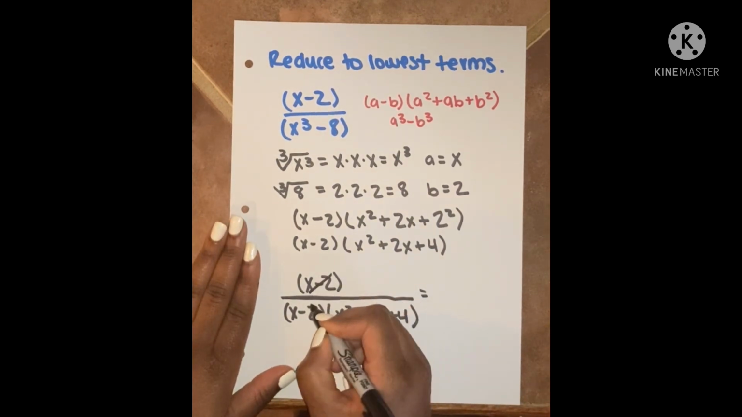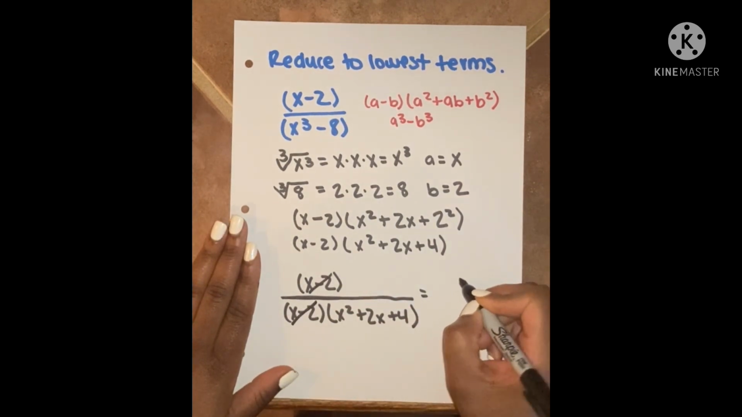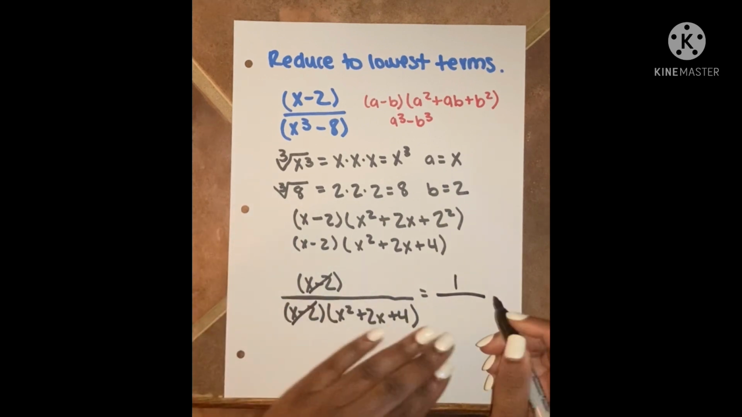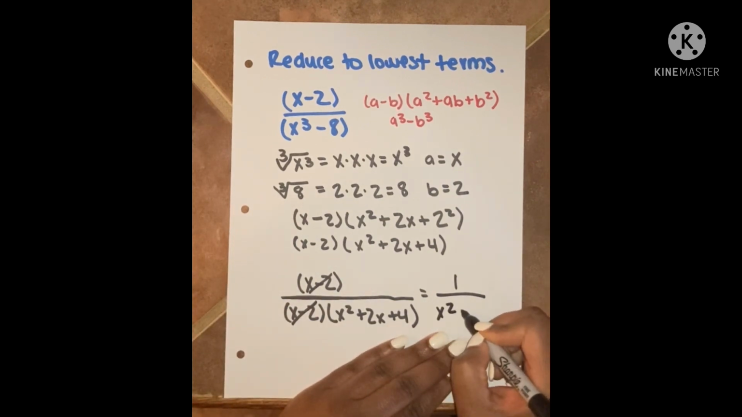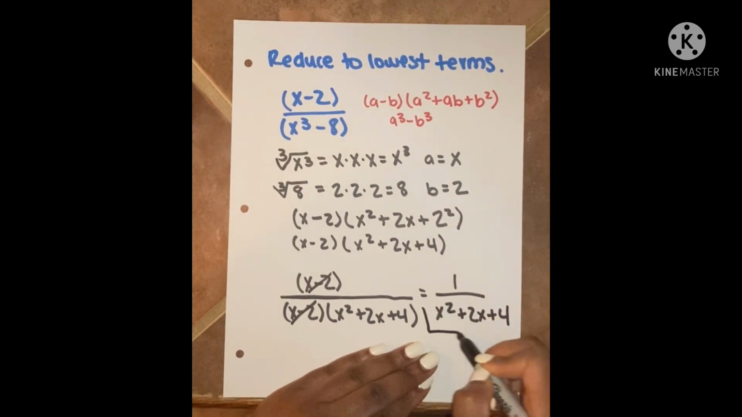So this cancels and this cancels, which leaves us with our answer, which is 1 over x squared plus 2x plus 4.